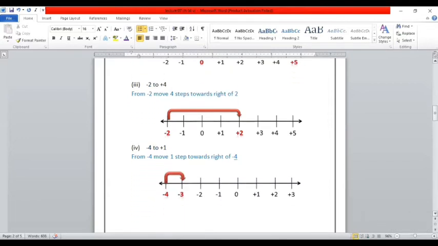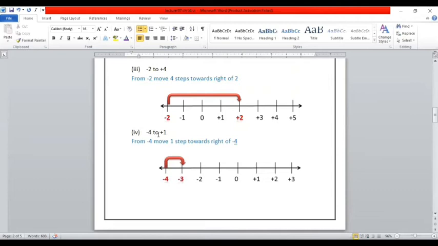Dear students, in the same way, here is -4 to +1. First, we will locate -4. From -4, we have to move only 1 step to the right of -4. The result will exist at -3.